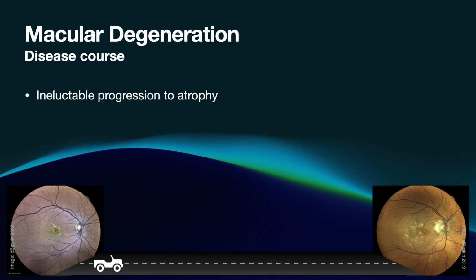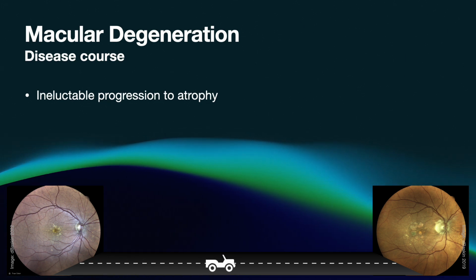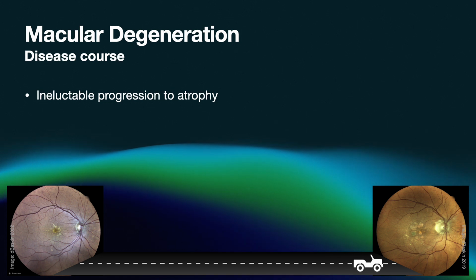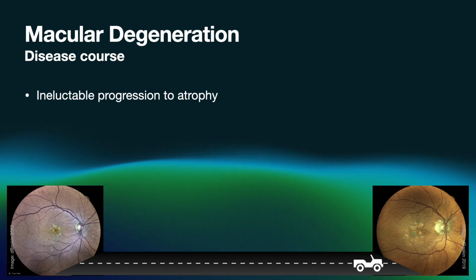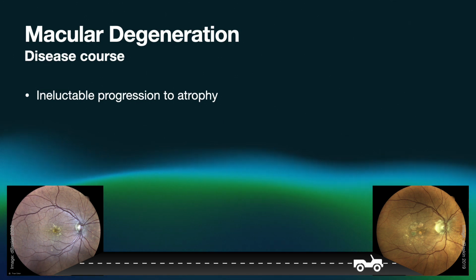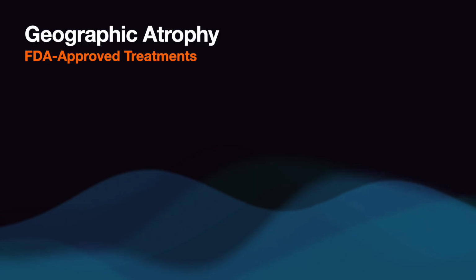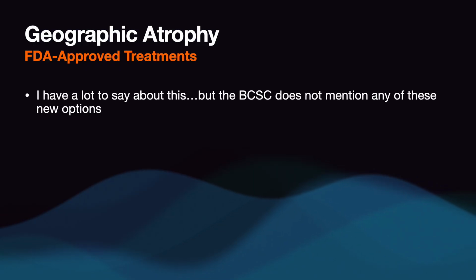So I just think of it as you're on this highway, this is where you're driving, you have some levers that can slow things down, as we mentioned before: AREDS 2, exercise with the dose-response curve, and Mediterranean diet. So GA, there are FDA-approved treatments.